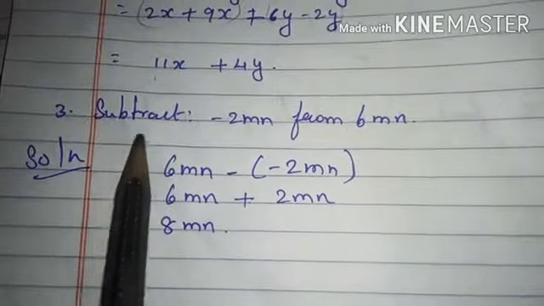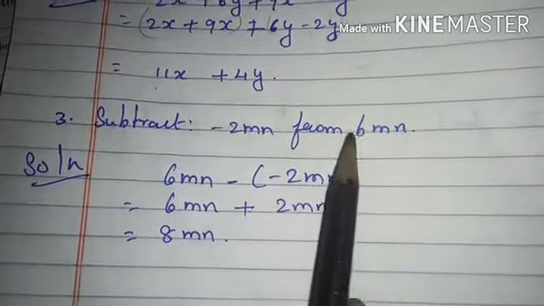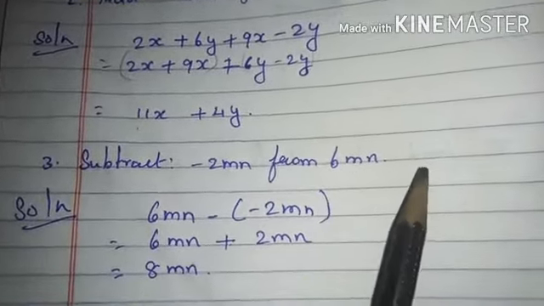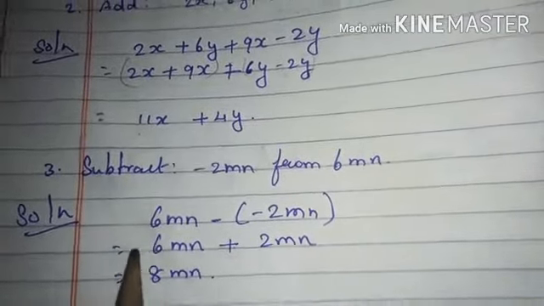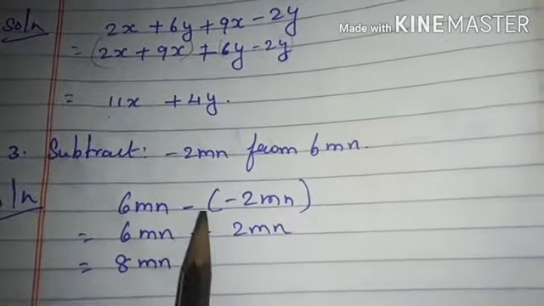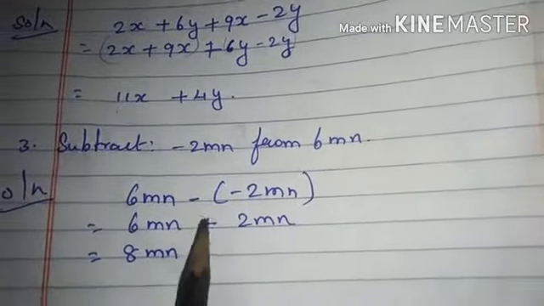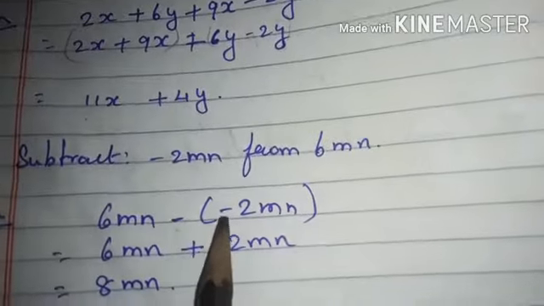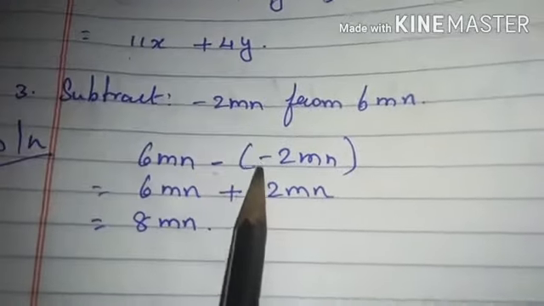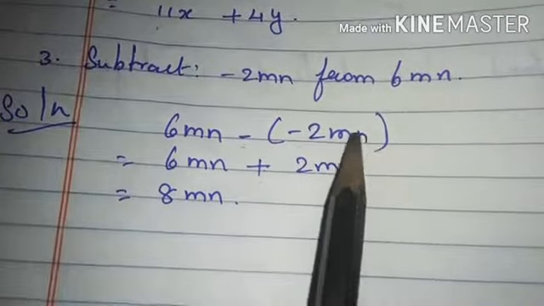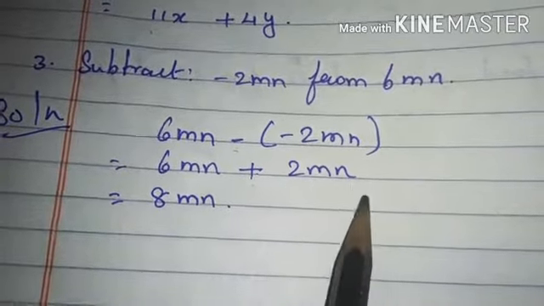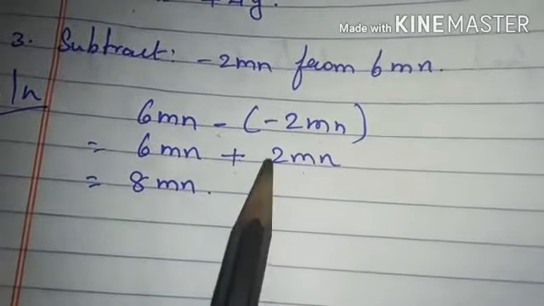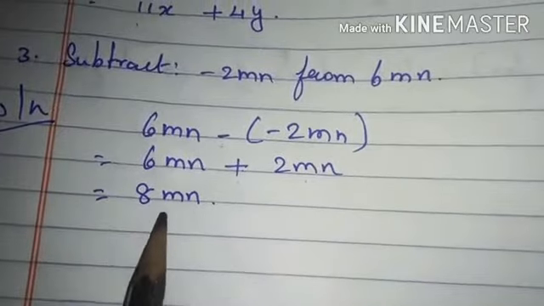Same way for subtraction. Subtract minus 2mn from 6mn. You can write 6mn minus of minus 2mn. For subtracting, first you have to change this minus sign into plus sign. Then you have to take the additive inverse of all the terms inside the bracket. Here we are having minus 2mn. This can be changed to plus 2mn. Again, in the next step, these two are like terms, so we add the coefficients of these like terms. Then we get 8mn.